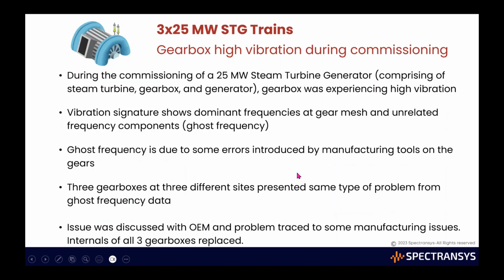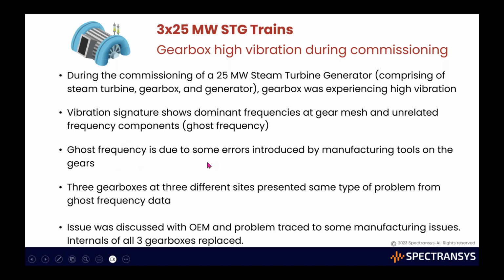So this is another case, which is related to a gearbox, which is in between 25 megawatt steam turbine generator trains. It consists of a steam turbine and a gearbox and an electrical generator. And the problem was on the gearbox. Three different sites, similar machines, all having the same type of problem on the gearbox. So the vibrations are on the higher side, and apart from the gear mesh frequency, we are having what is called a ghost frequency.